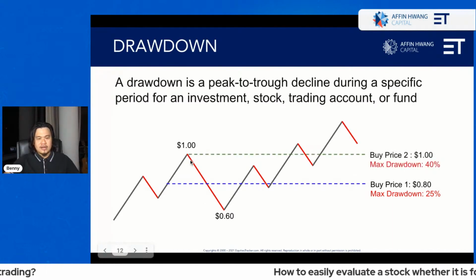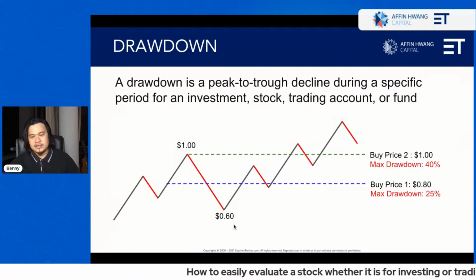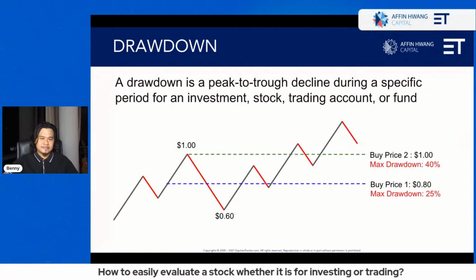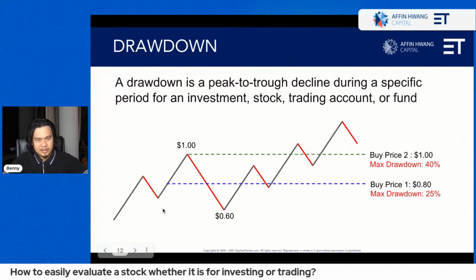If you bought the share at $1, then your maximum drawdown will be 40%, right, or 40 cents. Everyone okay so far?